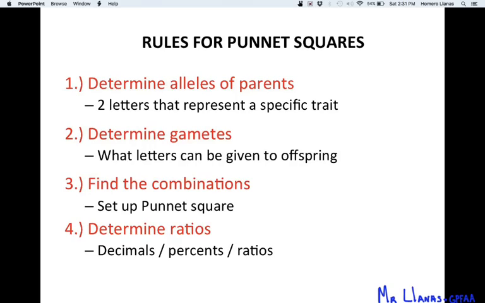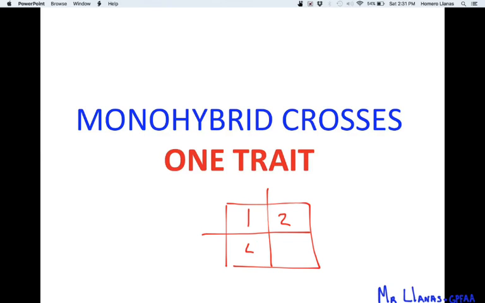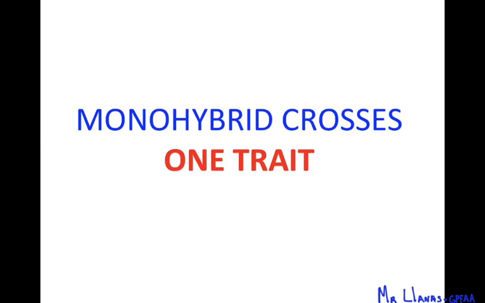Okay, so let's talk about monohybrid crosses. Monohybrid crosses are the ones you're probably more familiar with if you work with Punnett squares, and those are the crosses that only require four squares. It's a very simple cross, and it's just looking at one trait. So you're going to be looking at the color of a flower, the color of hair, the height of a plant, right? You're only going to be working with one trait or one characteristic of that organism. So let's just do an example real quick.